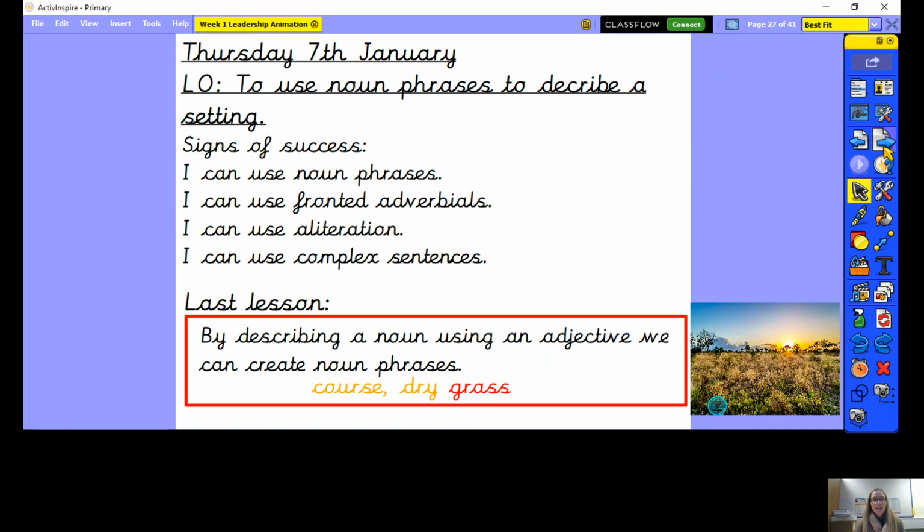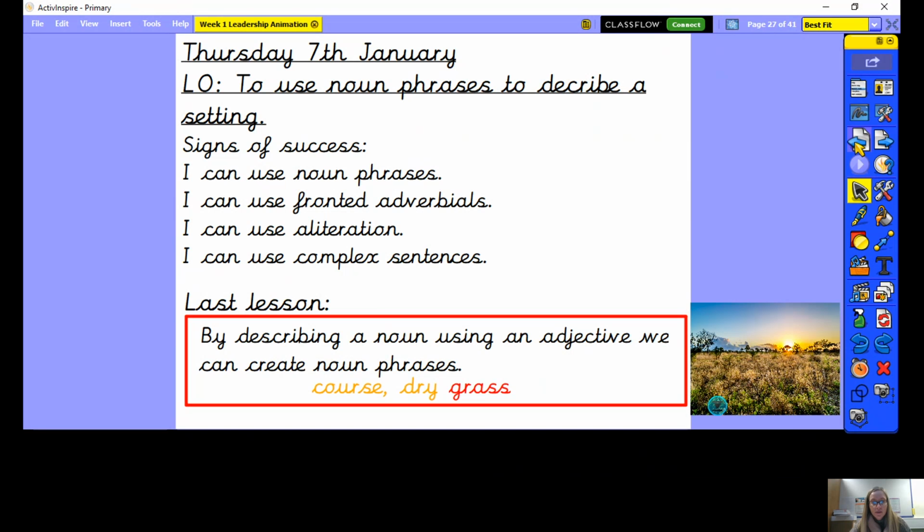Our learning objective for today is to use noun phrases to describe a setting. Pause the video now and write today's date and learning objective down and underline these. Our signs of success are to be able to use noun phrases in our writing. This is something you did in yesterday's lesson.